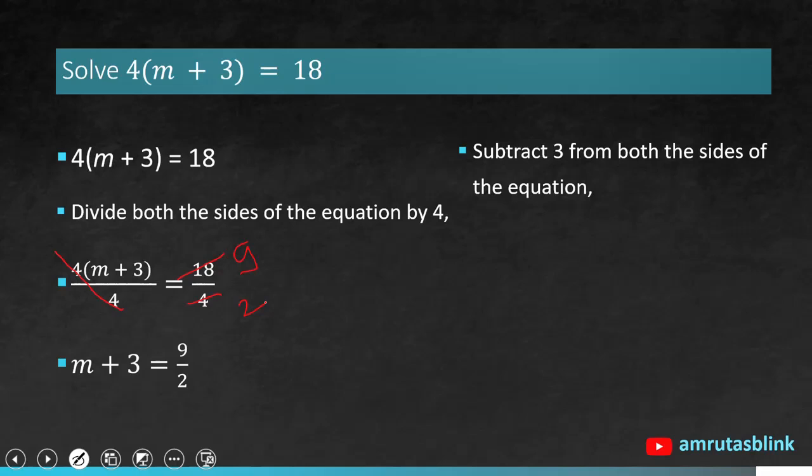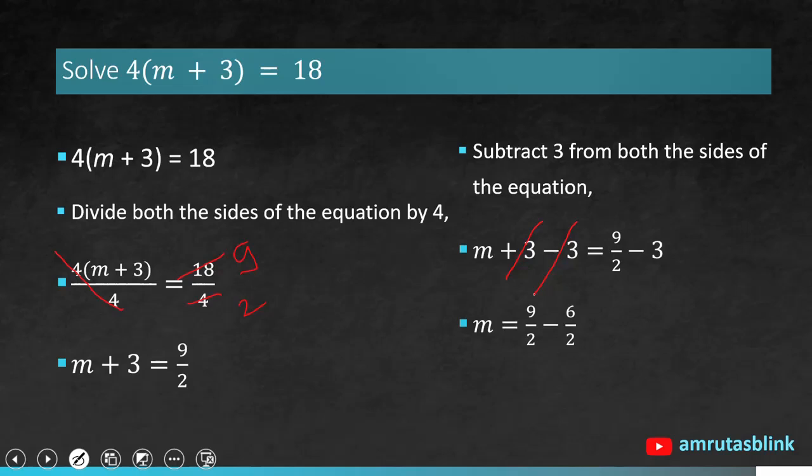Now in order to remove 3 from both the sides, we need to subtract 3 from both the sides. So m plus 3 minus 3 is equal to 9 by 2 minus 3. Plus 3 minus 3 cancel. So m is equal to, no denominator means 1 denominator, 9 by 2 minus 6 upon 2, which is equal to 3 upon 2. So m is equal to 3 upon 2.